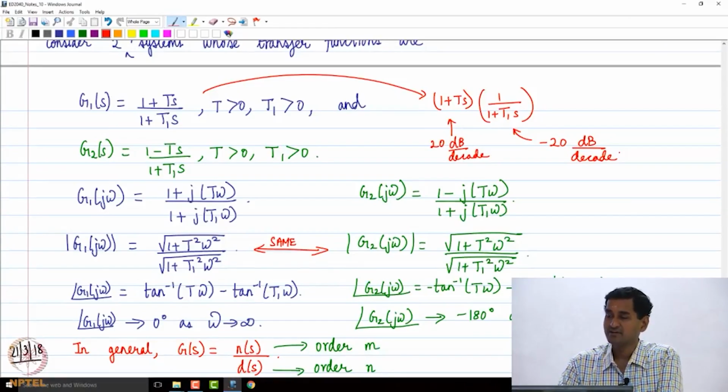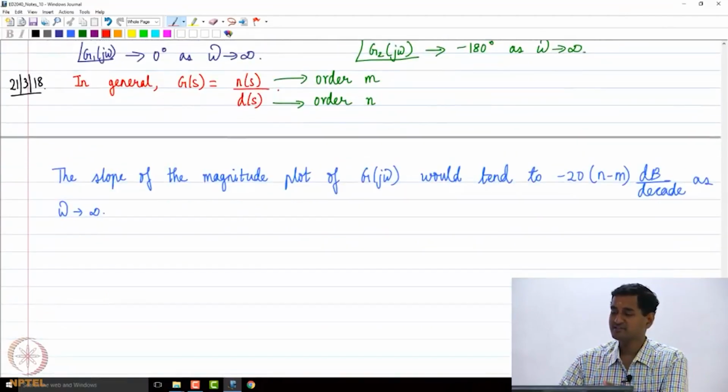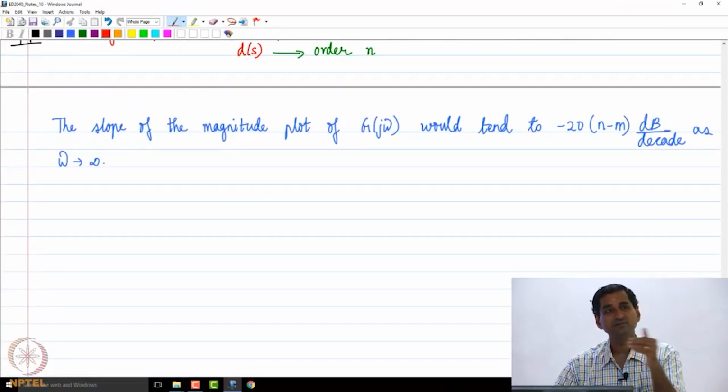So as omega tends to infinity, as we go to higher frequencies, what is going to be the net slope? It's just going to be the sum, so it is essentially 0. You can see that in this case n was 1, m was also 1, so n minus m is 0. That's why in the previous example we would have a slope of 0 decibels per decade at high frequency. Essentially the magnitude curve will flatten out. This is true for minimum phase and non-minimum phase systems.